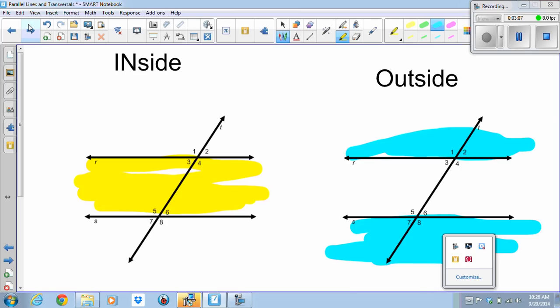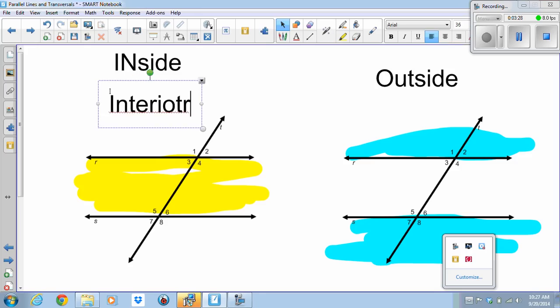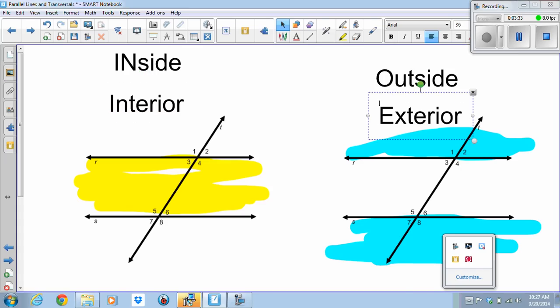All right, then we're going to talk about whether they are inside or outside. If you look over here at the yellow, angles 3, 4, 5, and 6 are inside the parallel lines, and 1, 2, 7, and 8 are on the outside. Now we're not going to use these words. Inside is going to be interior, and outside is going to be exterior. That's how we're going to deal with these.